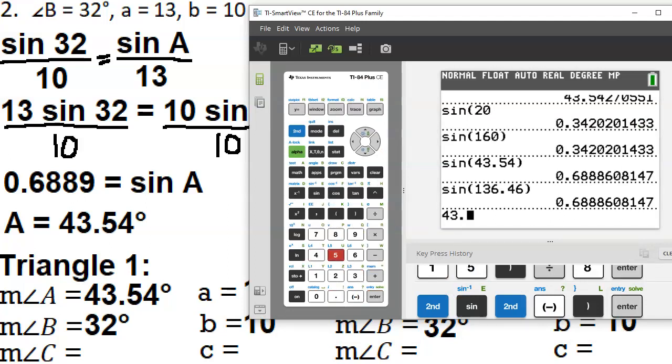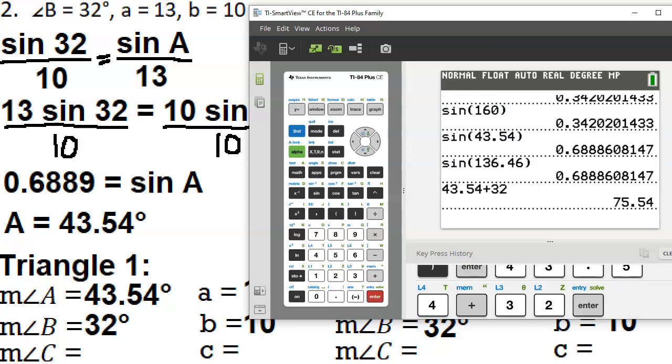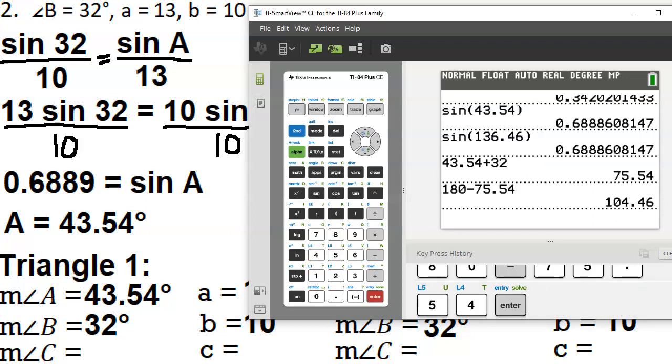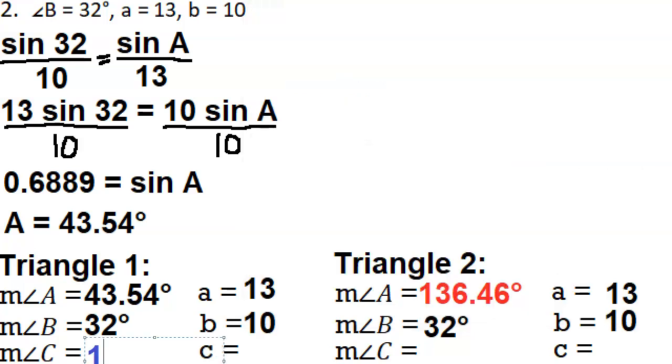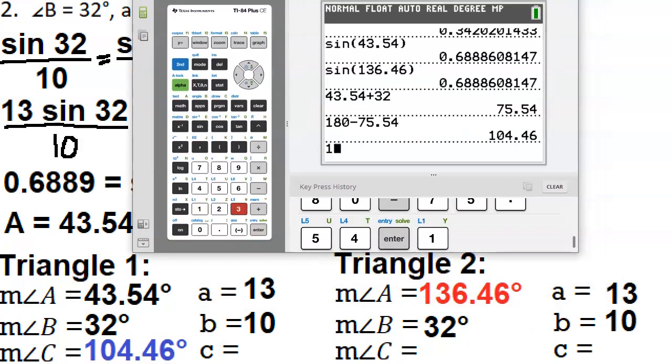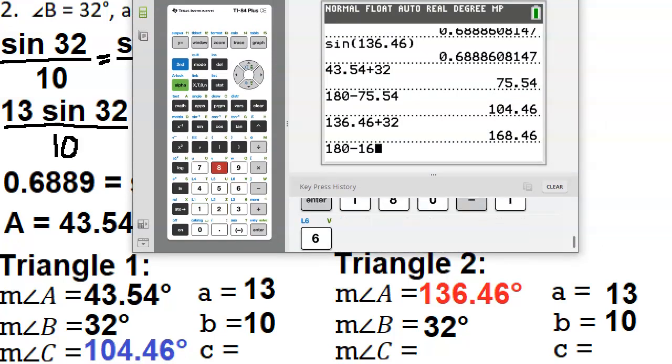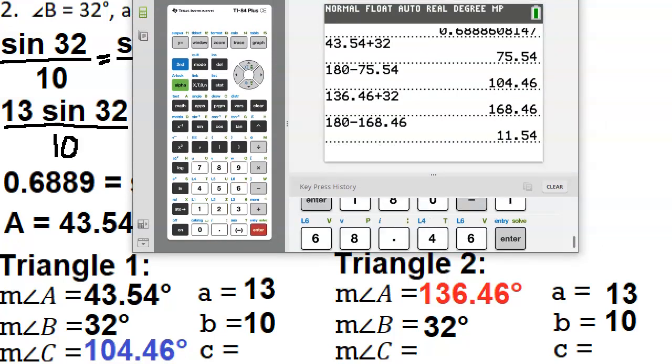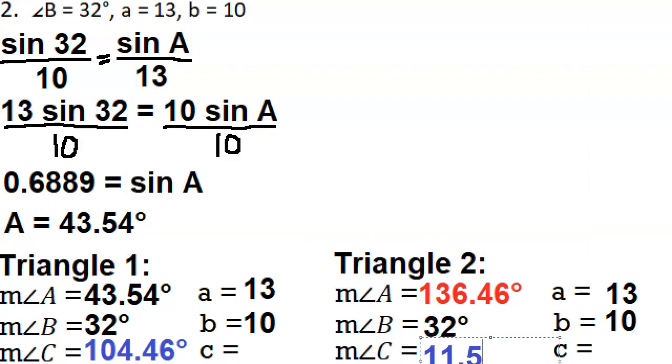All right, so we're going to do 43.54 plus 32. We're going to take that away from 180 to get angle C. So triangle 1 is going to have an angle C of 104.46. Now triangle 2 is going to have an angle C of 11.54. So obviously we've created two very different scenarios here.